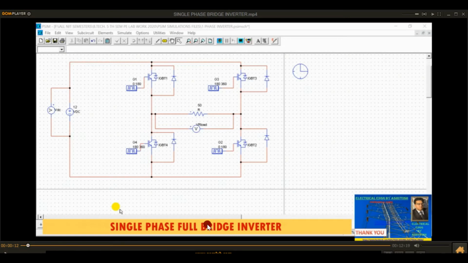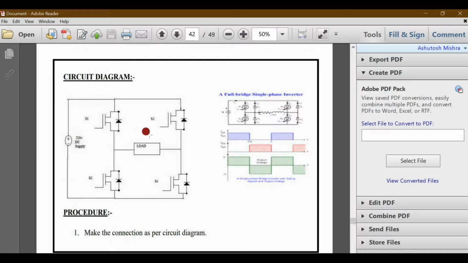You can see, and then if I can play this, let's see. This was the circuit diagram, and this will be your waveform. See here, these are the waveforms. This is the voltage square wave we will get at the output.